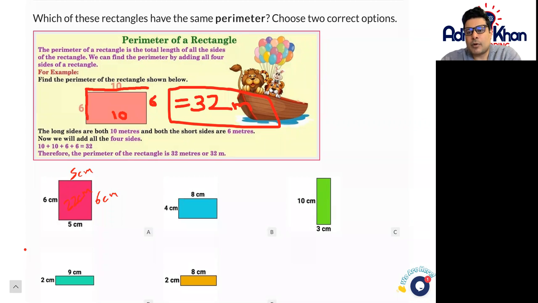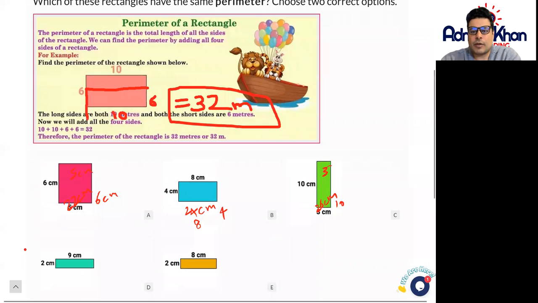Here we've got 8 at the bottom and 4 on the side as well. So 8 add 8 is 16, 16 add 4 is 20, 20 add 4 is 24 centimeters. Here we've got 10 on the right and 3 at the top. If you add this up in terms of perimeter, we have 26 centimeters as a perimeter.